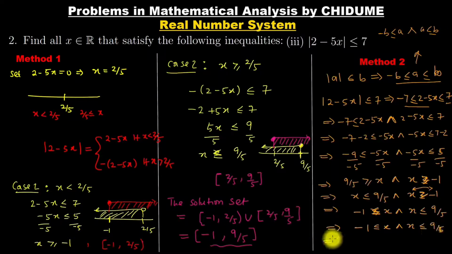So that implies that I'm going to have this to be -1, 9/5. So by the time you combine this inequality, I'm going to have -1 to be less or equals to x, which is less or equals to 9/5. And we are done with this question. So let's move ahead to the next question.